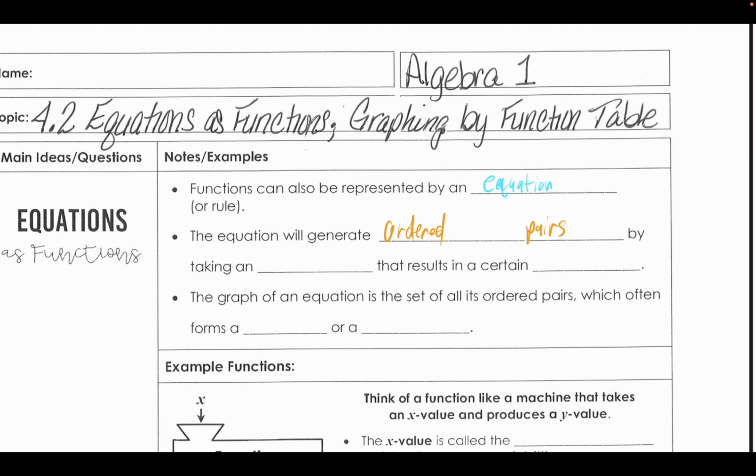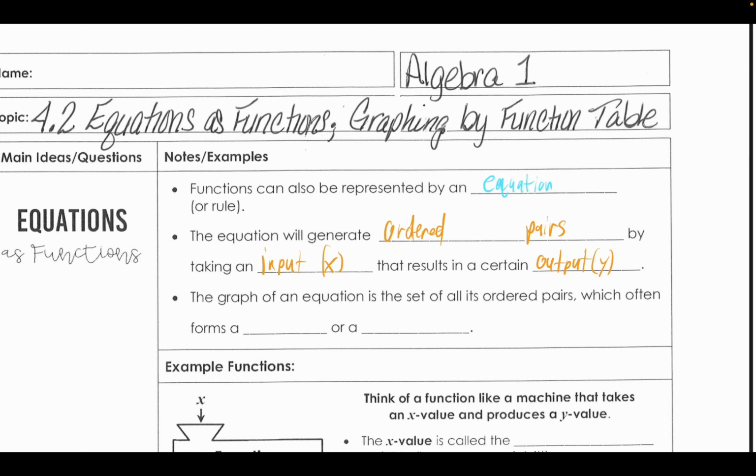And how that happens is by taking an input, the x value, that results in a certain output, the y value. So I likened a function last time in 4.1 to being a vending machine. You put something in, you get something out. You push a code, you get the item out. And in the same way, we put an x value in, we get a y value out, or an f of x value out, as we'll talk about in 4.3.